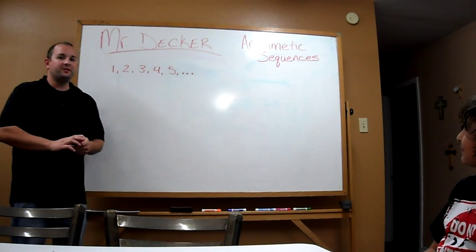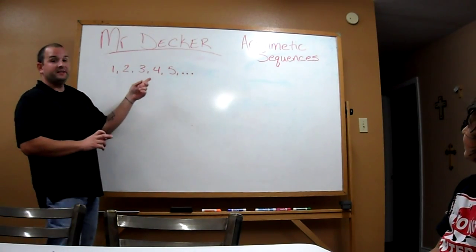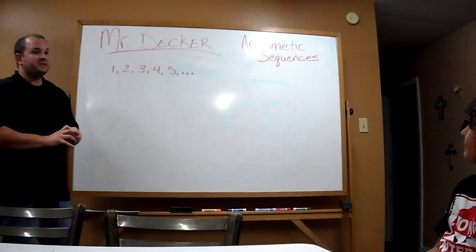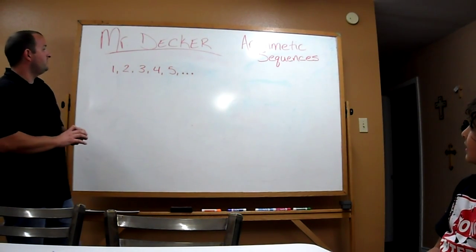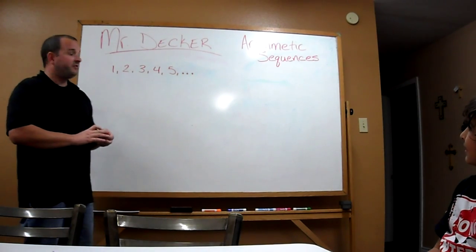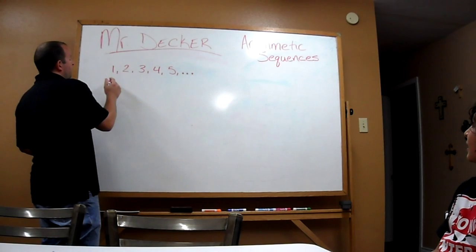The first thing we're going to do today is just go over a few terms. The first thing is a sequence. A sequence is a group of numbers that have a set pattern. As you see on the board, we have 1, 2, 3, 4, and 5. Each number within the sequence is called a term.